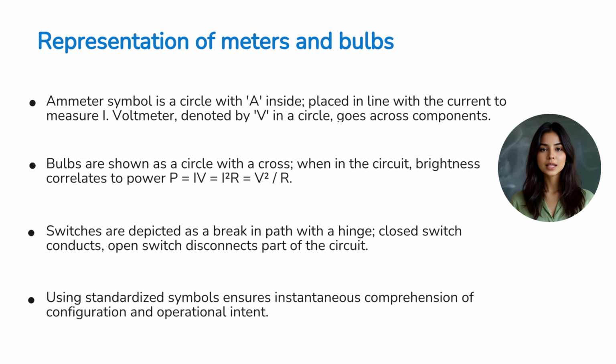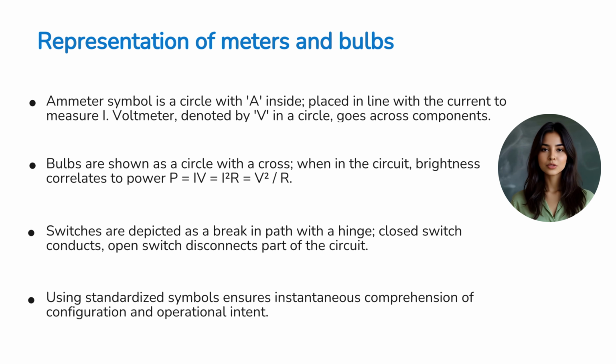Next up, let's look at how meters and bulbs appear in circuit diagrams and what they tell us. An ammeter, shown as a circle with the letter A inside, is always placed in series with the circuit so it can measure the current flowing through the components. On the other hand, a voltmeter, depicted as a circle with V inside, connects across components in parallel to measure the voltage difference. Bulbs, the source of light in many circuits, are symbolized as a circle with a cross inside.